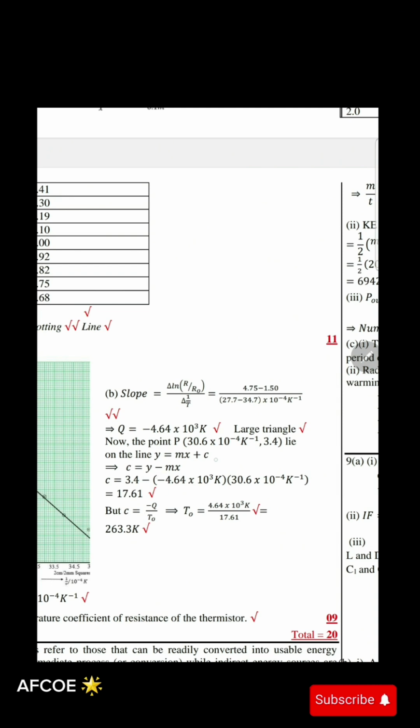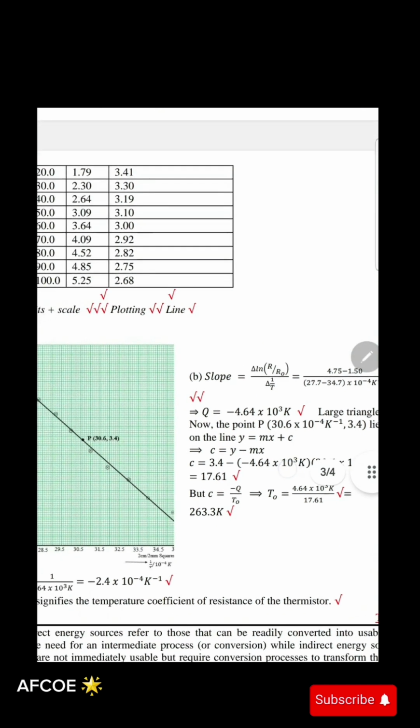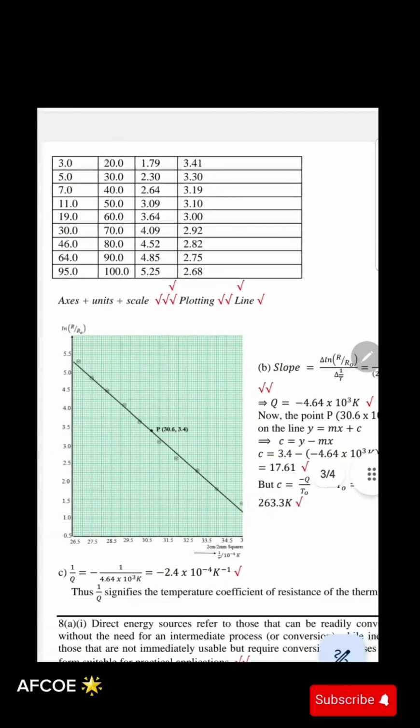And now using the point, they calculated their c to be 17.61, and we got negative 17. Now they took negative q on all of that, and they got 263, and we got 265. I think we are more accurate than them, but there's a nice conclusion here, please. Okay, now please try and reason this.